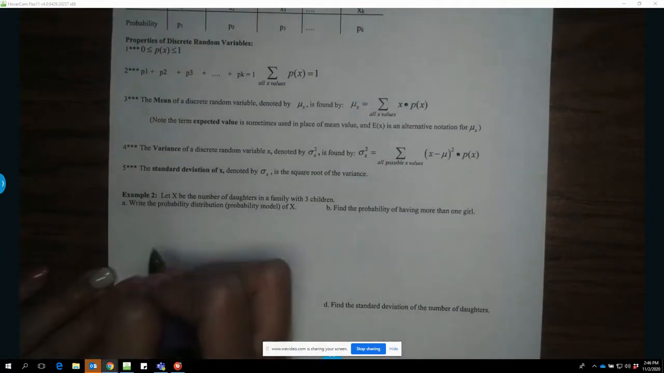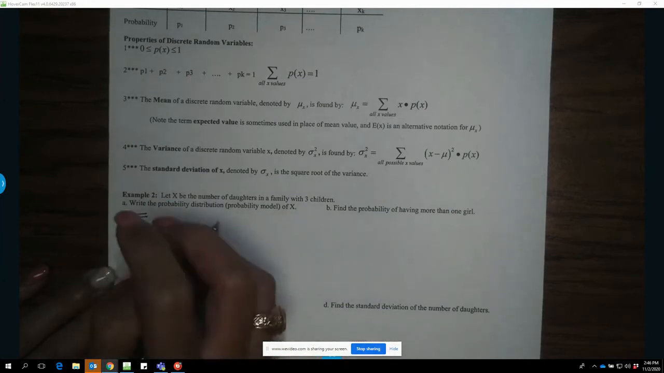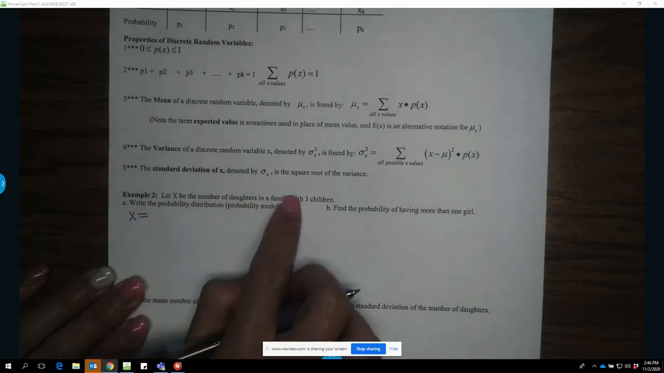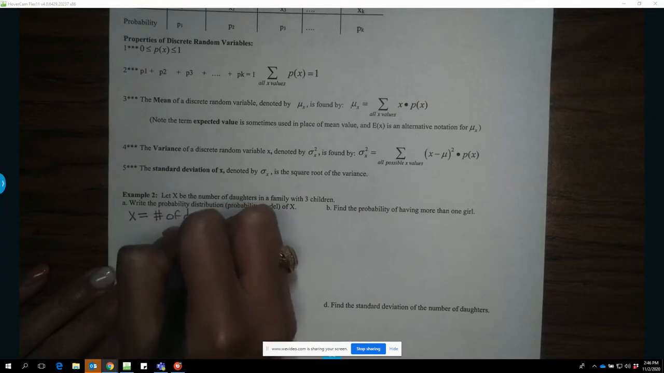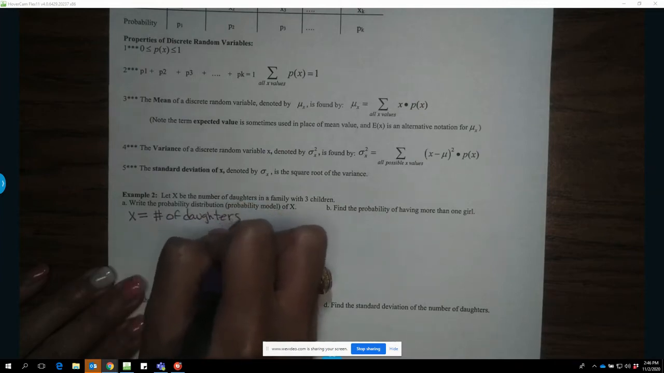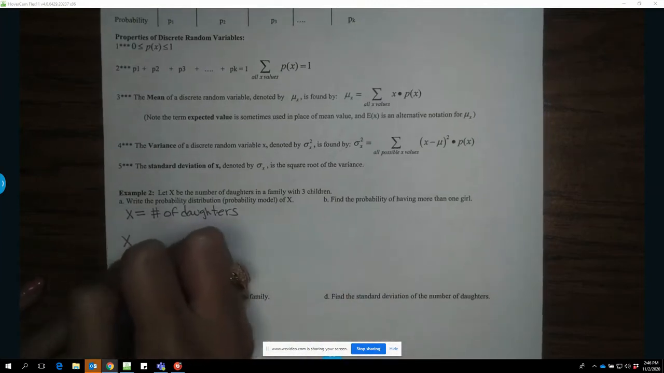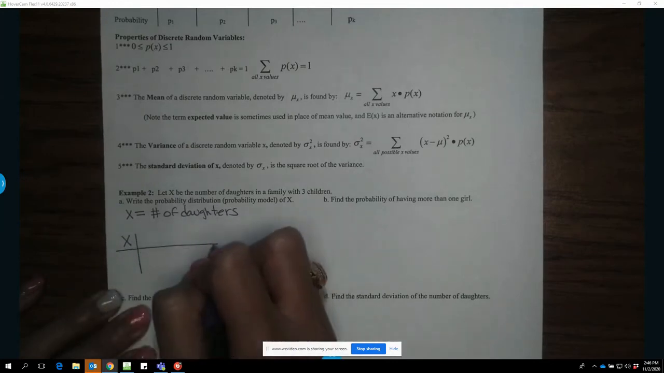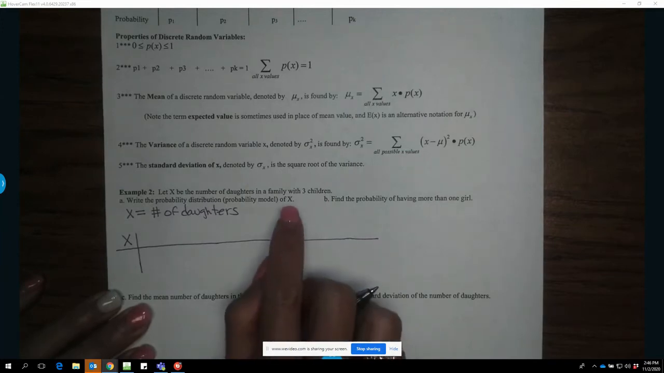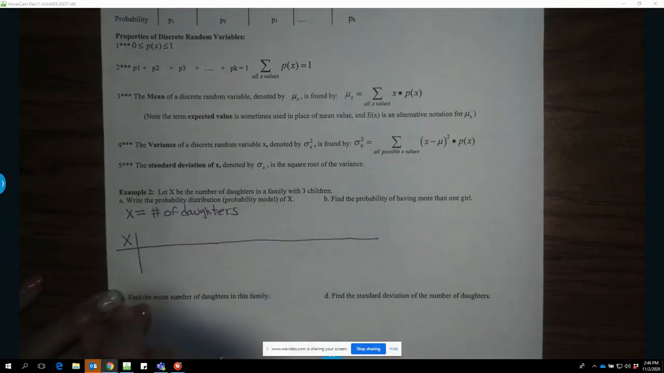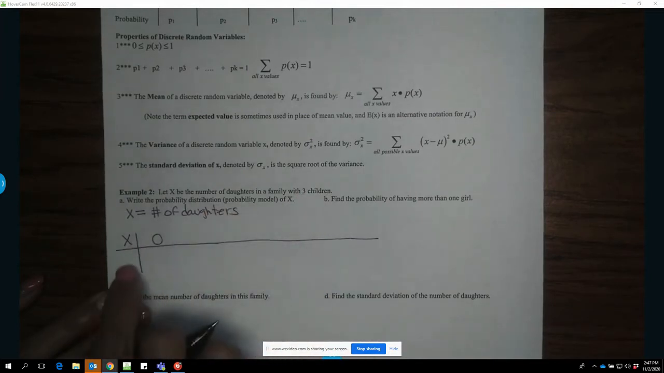You always want to start by defining your variable. So the question already defined the variable, you still need to write it down. So X is the number of daughters in a family of 3 children. So let's just say X equals number of daughters. Please make sure you define the variable always. Now we're going to make a table of values for X. And we're going to list the possible values for X. So in a family with 3 children, it's possible that there are 0 daughters. So 0 would be one of the possibilities for X.